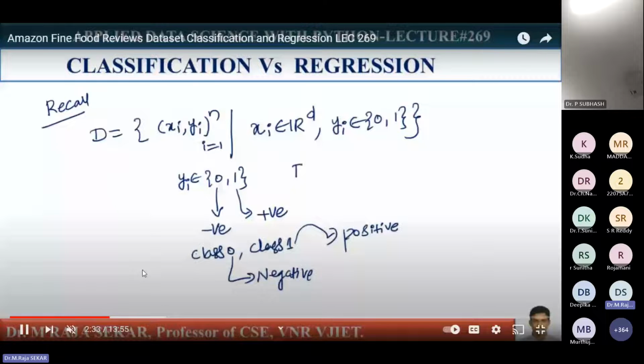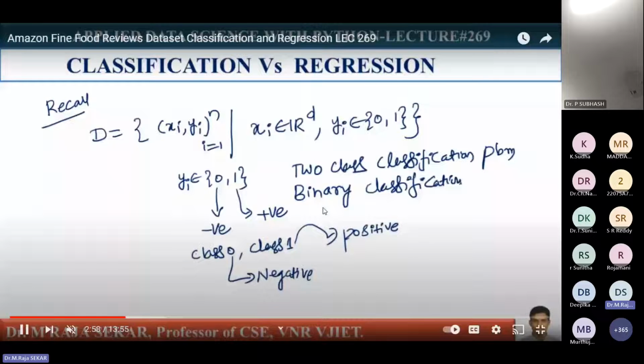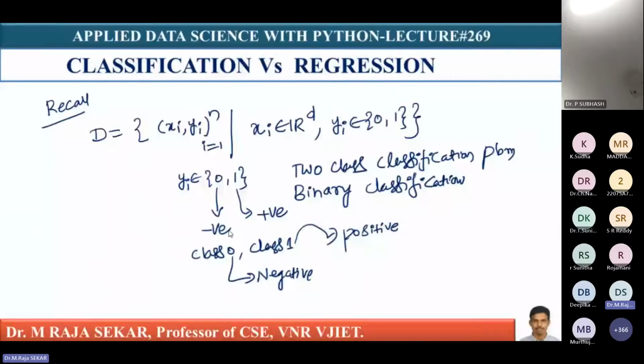How many classes do you have here? Here you have 2 classes. This is a 2-class classification problem. One is the 0 class, that is the negative class, and one is the positive class. This is basically 2 classes. I can say it is a binary classification problem.